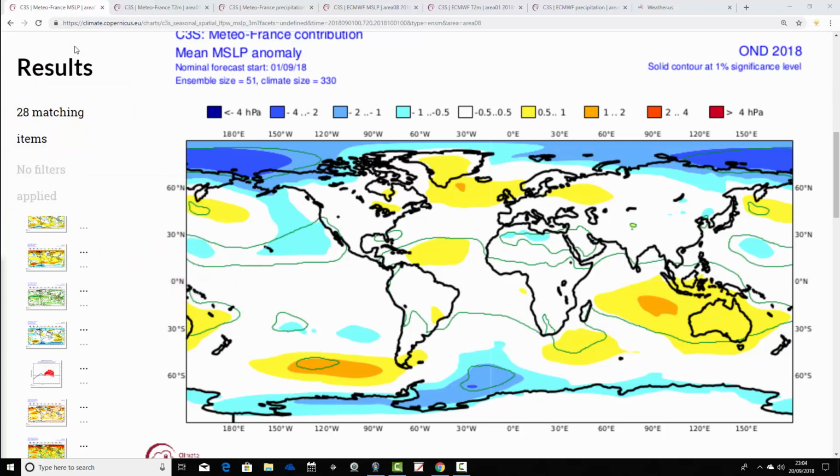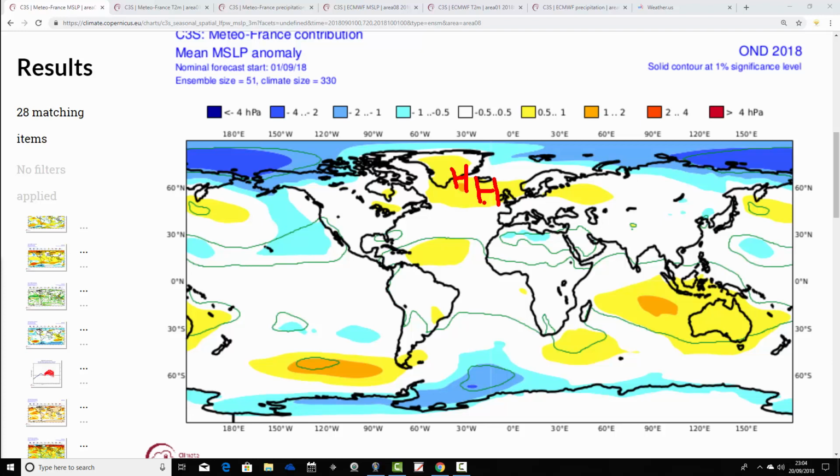So we're going to begin with a mean sea level pressure anomaly from Meteo France for the period of October, November, December. So this is essentially for the final quarter of 2018. We can see we've got these yellow colours out to the west and also to the northwest of the British Isles. That is above average pressure. It's high pressure sitting in the northern part of the Atlantic.